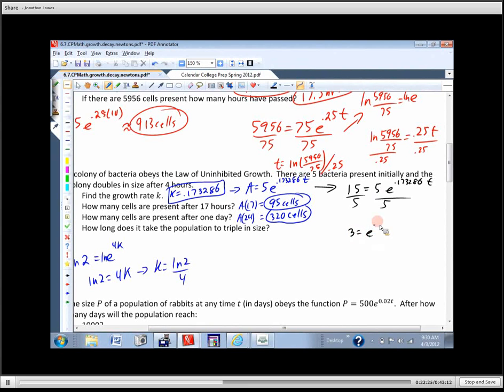So when I divide by 5 on both sides, I end up with 3 equals e to the 0.173286 times t. I'm going to take the ln of both sides. So the ln of 3 on this side equals 0.173286 times t. And then how do I get the t by itself? Divide by that ugly number right there.